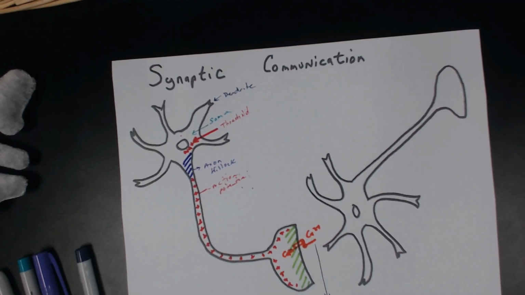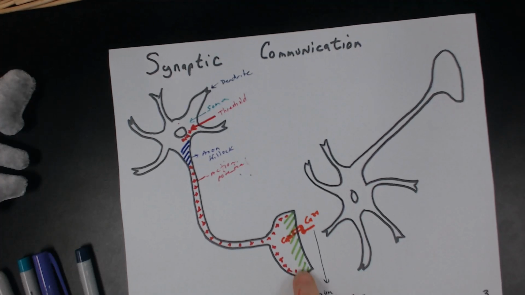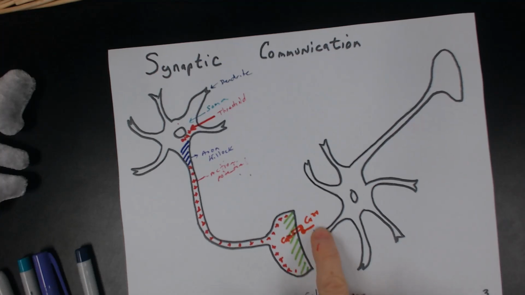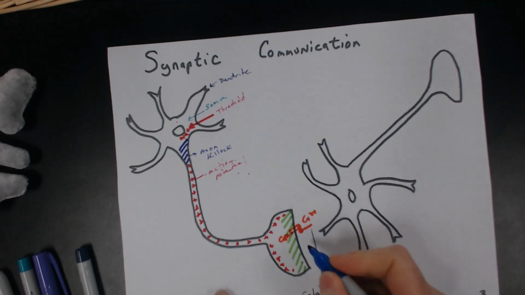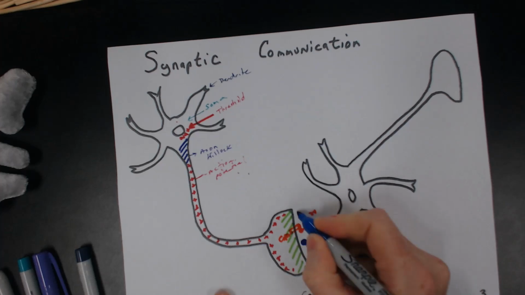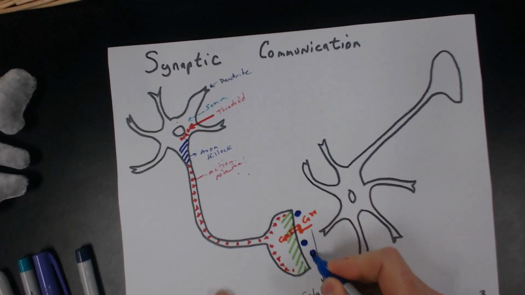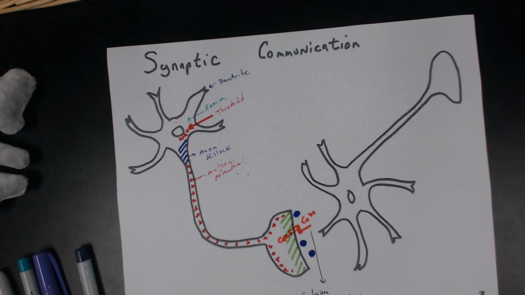So there's an electrical stimulus traveling down the first neuron. When that electrical stimulus hits the end, the axon terminal here at the bottom, it causes calcium channels to open. Calcium comes into the cell, and this causes the release of special chemicals called neurotransmitters out into the synaptic cleft. I'll just label these as my neurotransmitters.